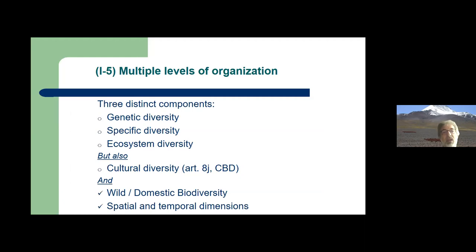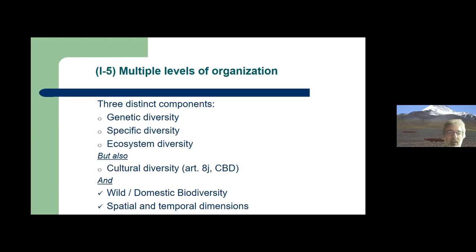And we need to consider the multiple levels of organization for understanding what is really biological diversity. The three main components are genetic diversity for genes, specific diversity for species, and ecosystem diversity for ecosystems or biomes. But also, as it has been considered in Article 8(j) of the CBD, cultural diversity is very important. For us in agriculture, this cultural diversity is very important because we need to consider all cultural practices by farmers in the different agroecosystems.